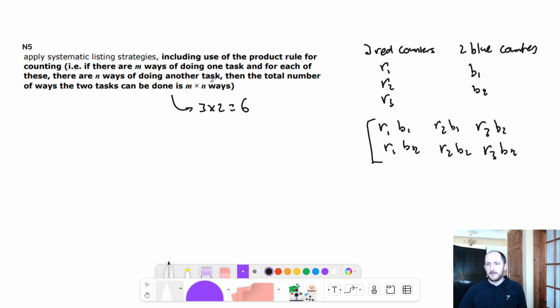For higher, they may give you something like there are 50 red counters and 400 blue counters. How many different ways can you do this? In which case you aren't really expected to list out the 20,000 different ways of combining them, right? You're going to just instead work it out using the product rule for counting.